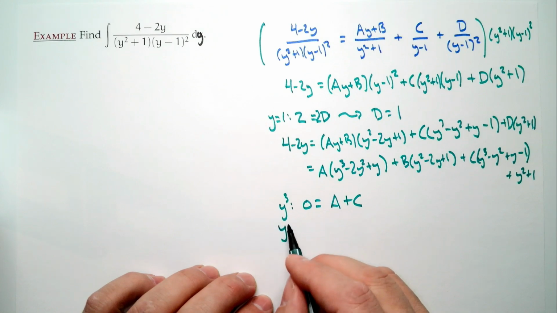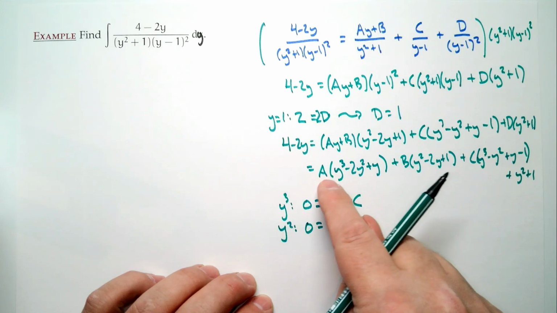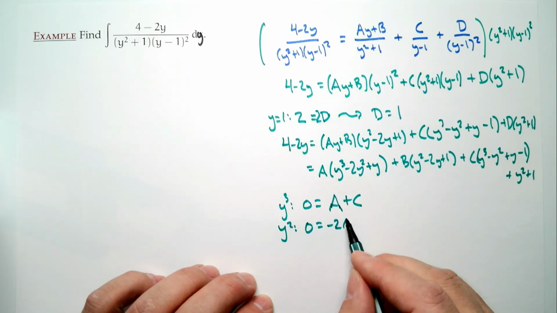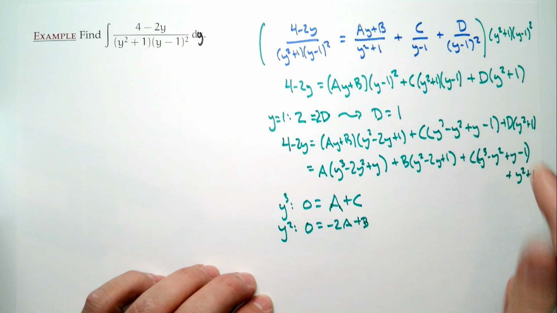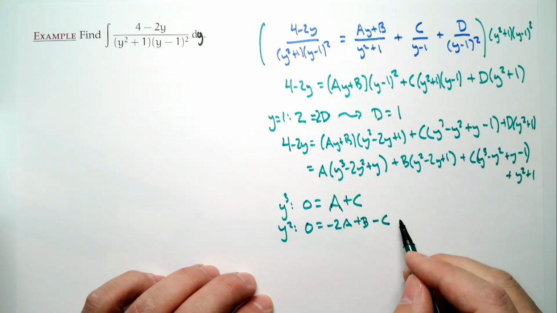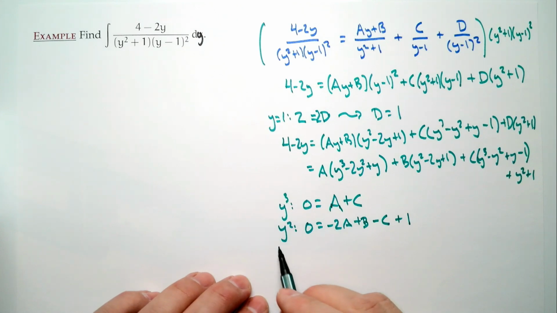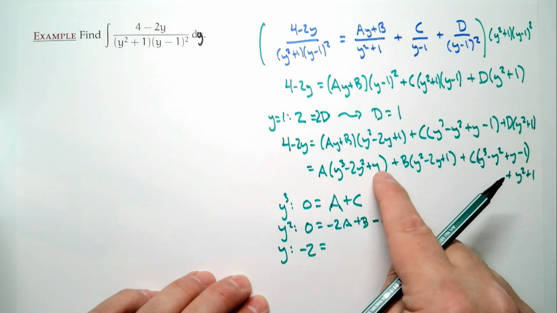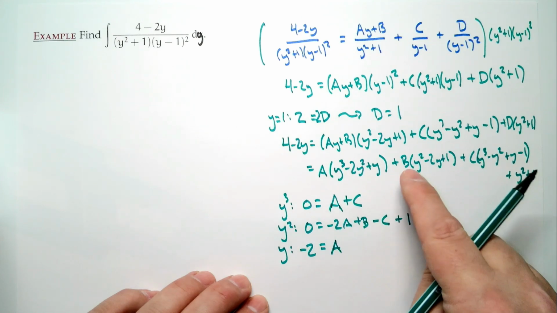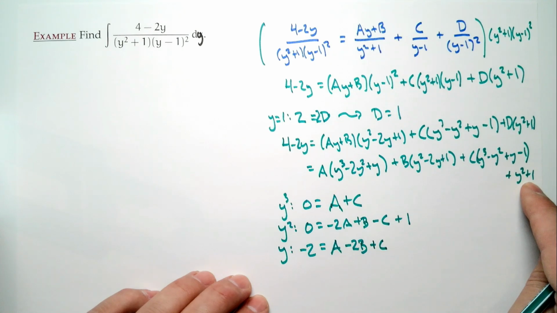How about y squared? Well, there's no y squared, so we get 0. Over here, we have minus 2a. Here we have plus b. Here we get minus c. And then we get a plus 1, because there's a y squared there. How about for y? Negative 2 is equal to a, because there's a y times a, minus 2b. Then we have c times y, so that's a plus c, and then there's nothing else there.